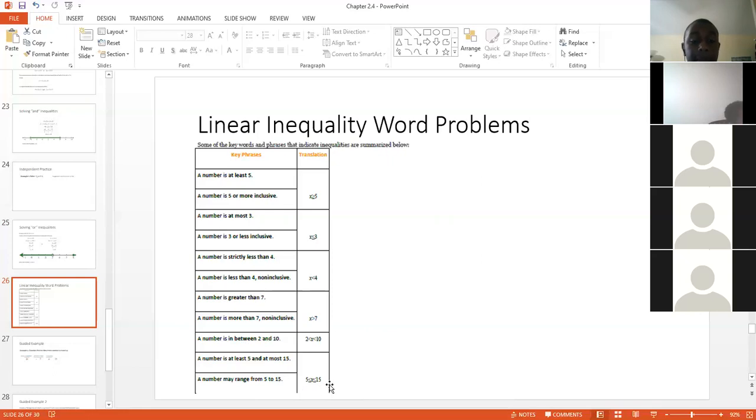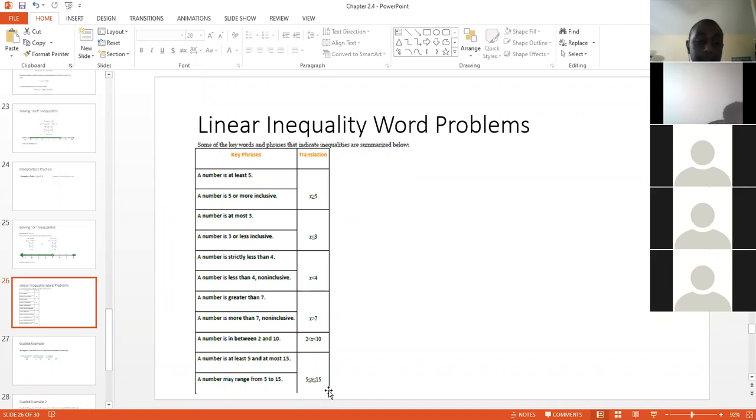You can also use a compound inequality when you're asking if a number is at least 5 and at most 15, so less than or equal to 15 and greater than or equal to 5, at least 5, at most 15. And the number may range from 5 to 15, the same thing. So it could be 5, it could be 15, and it could be all the numbers in between. So x is in between 5 and 15.